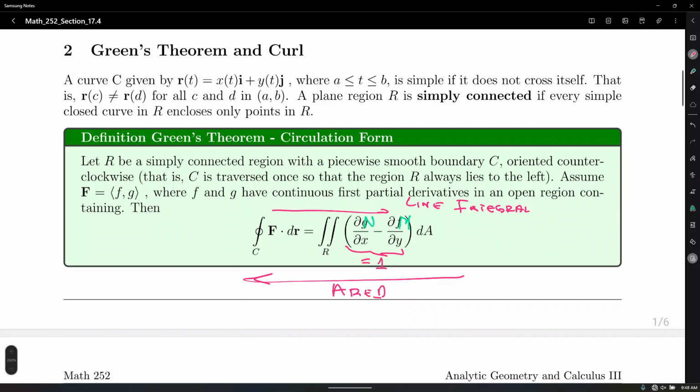But here is the thing. We're going to do a quick derivation of this idea to connect Green's theorem with finding the area. All right? Because, did you know a formula to calculate the area of an ellipse?